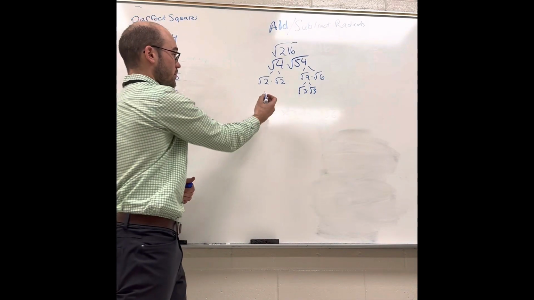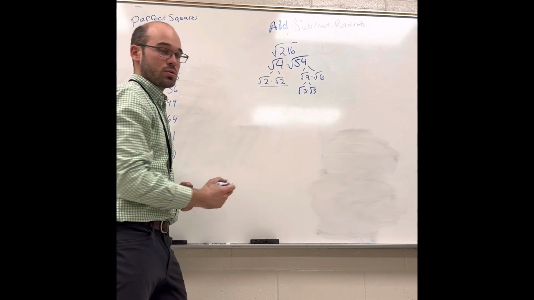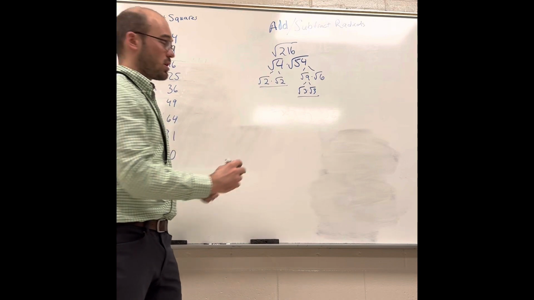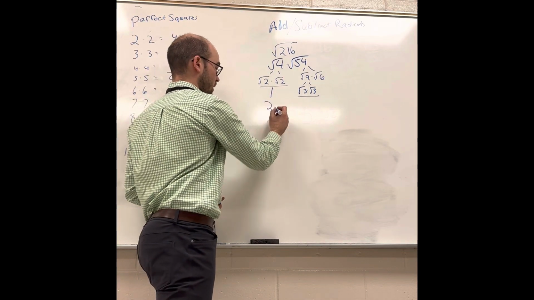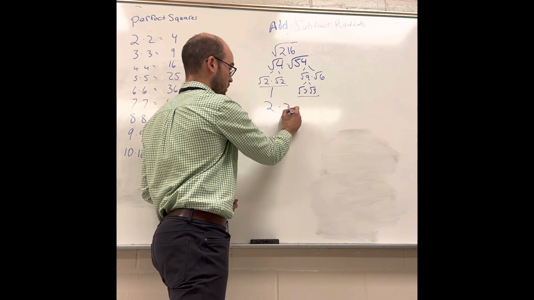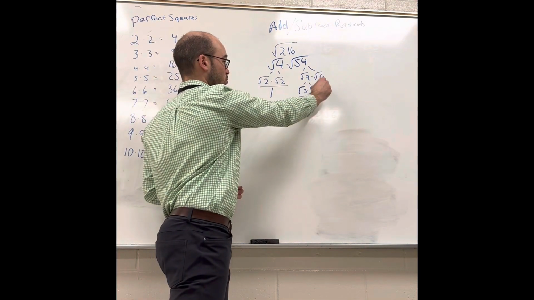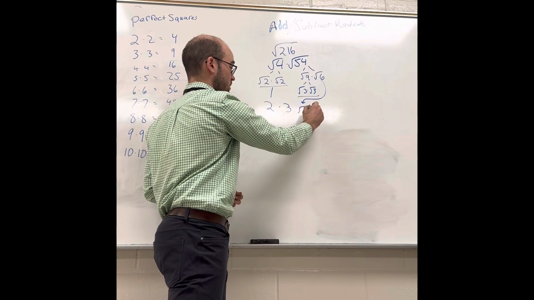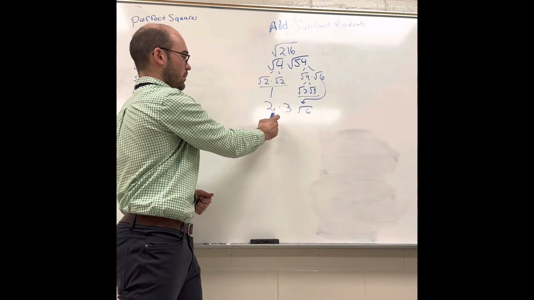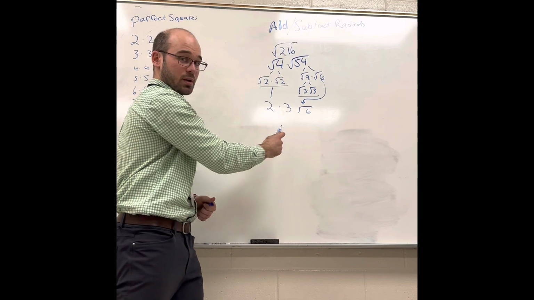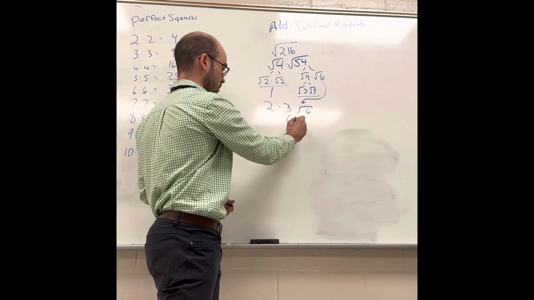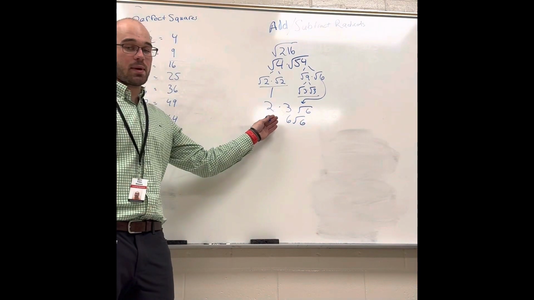Root 9 breaks down, it's the same thing as root 3 times root 3. Now that I have a pair of root 2's and a pair of root 3's, one of these 2's could come out on the outside. One of those 3's could come out on the outside. And this root 6 is going to stay exactly how it is. I'm left with 2 times 3, root 6. Quick multiplication, and I get the same answer, 6 root 6.